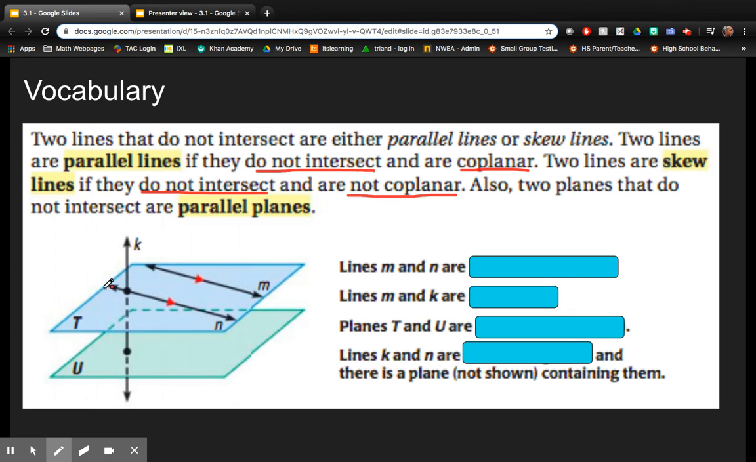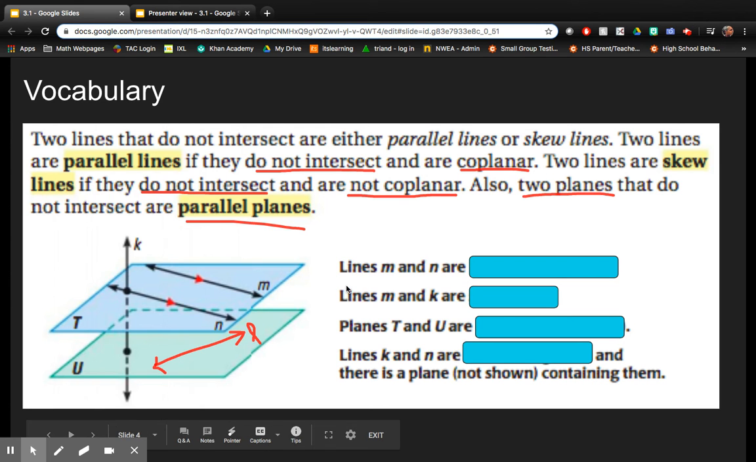So in this picture, M and N are coplanar. But if I had a line down here on plane U, let's call it line L, L would be skew with these lines because they do not lie on the same plane. And remember that when we have two planes that do not intersect, we call these parallel planes.